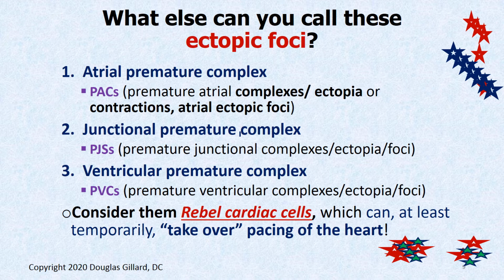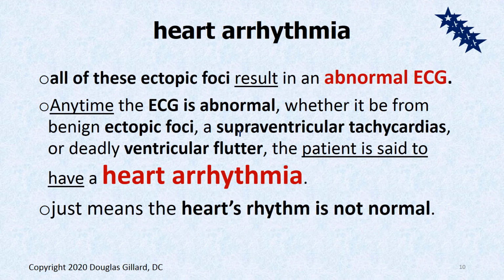What else can you call these ectopic foci? Atrial premature complexes. We kind of said this already. Junctional premature complexes, ventricular premature complexes. They're just rebel cells that have beat the SA node to the punch. And if you see these on EKG, you have an arrhythmia. That means your heart is not running normally, and that's called a heart arrhythmia.